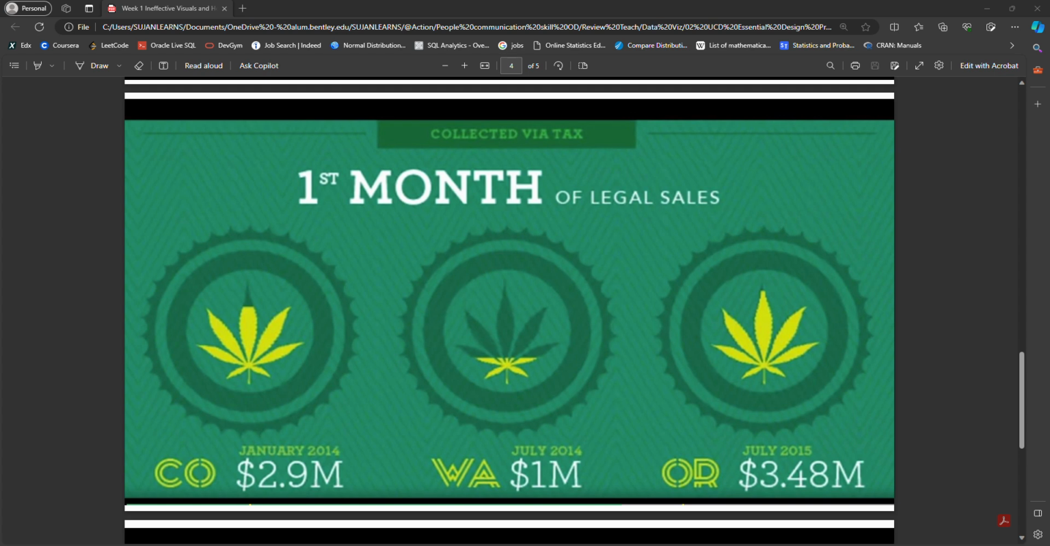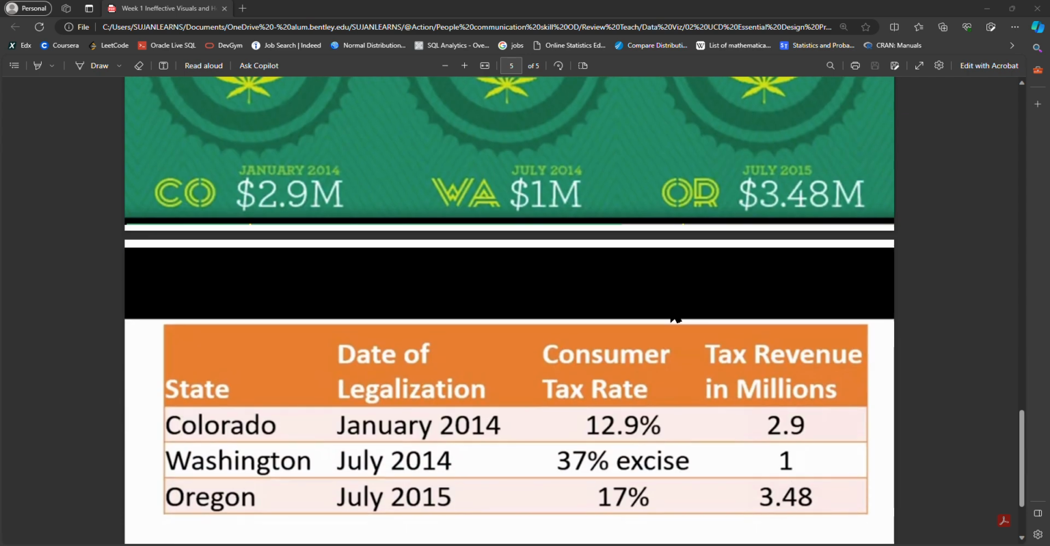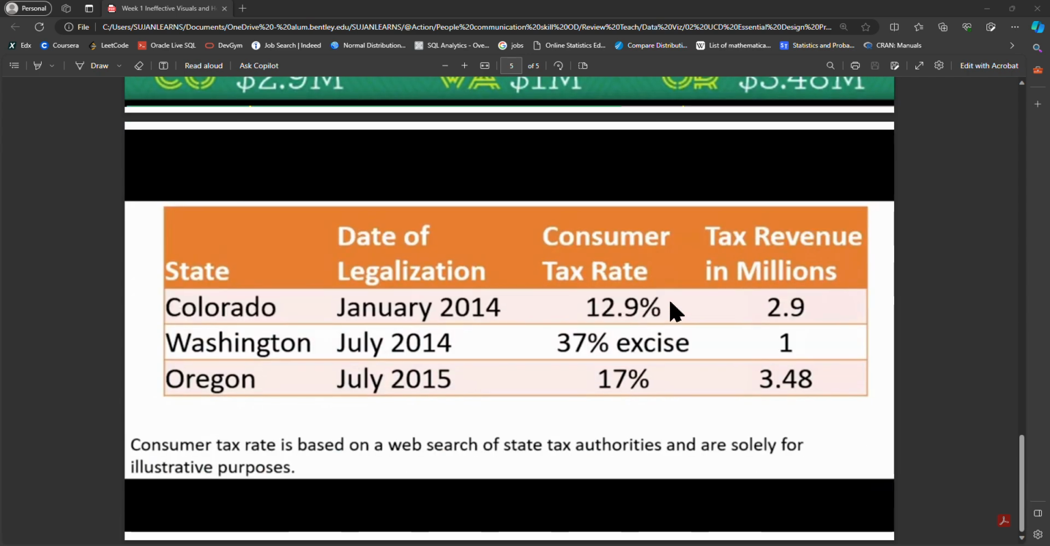Now, the first thought that comes to mind as a default option would be a bar graph, but a bar graph and this leaf are quite similar. Therefore, we'll skip the bar graph and just try to see if we can do something with a data table. Here, I've created a data table where there are four columns: state, date of legalization, consumer tax rate, and tax revenue in millions.